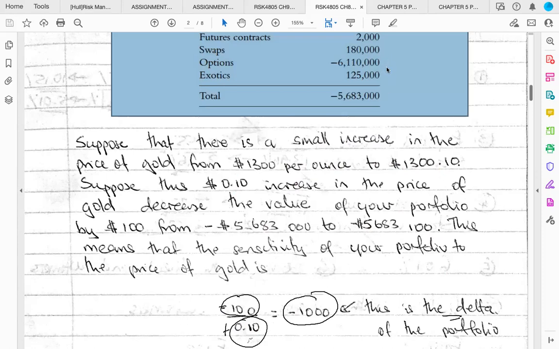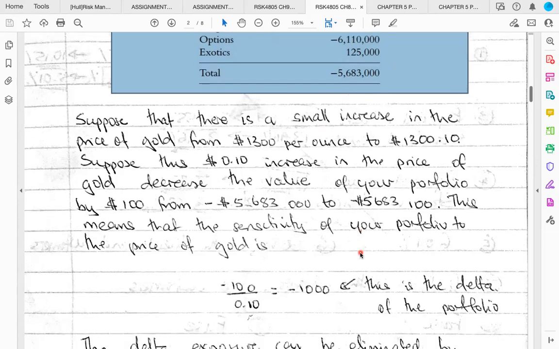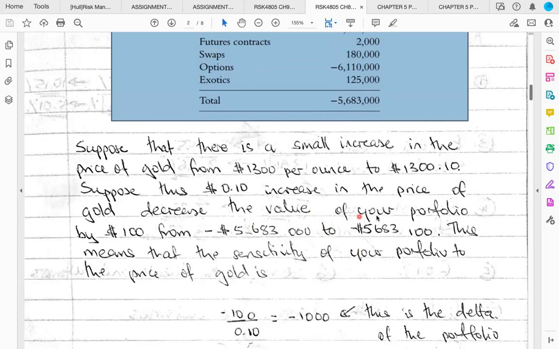So the delta of a portfolio simply is a measure of the change in the value of a portfolio divided by the change in the price of the underlying assets of the portfolio. So that's the delta. When it comes to delta neutrality, we might want to create a portfolio such that if the price of the underlying asset goes up or goes down, the value of our portfolio remains the same, right?